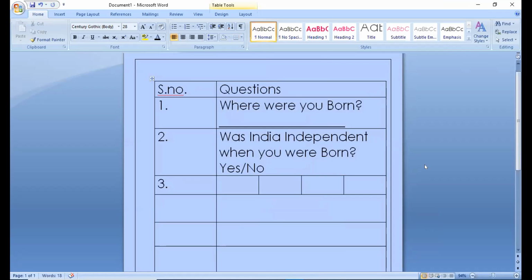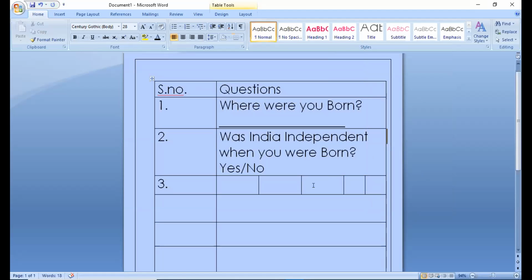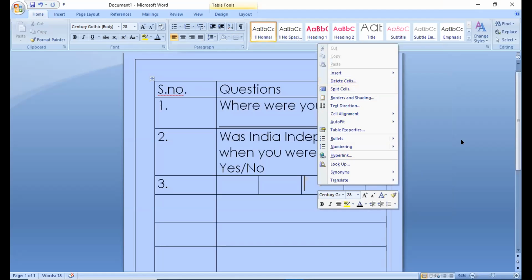Swasti, are you able to see? He has divided the columns now. How did he do that? Ask him. You have to right click on the cell and it will split itself in Word.